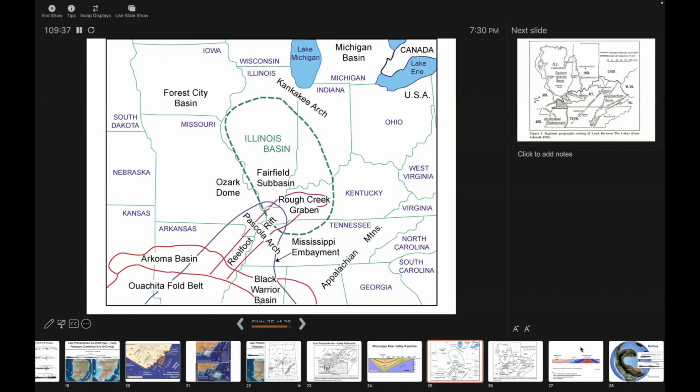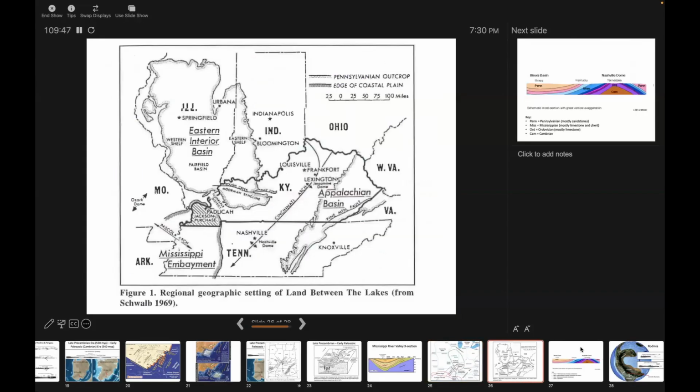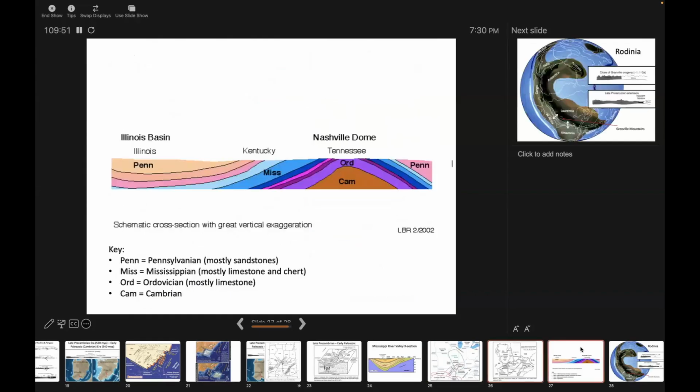Now, this is all going to become important, these uplifted areas and these basins, as we begin to explore where the mountains were, where the oceans were, because it's all very different as you go back in time. And there's just a few of those basins there. I'm just introducing these concepts of domes and basins today.